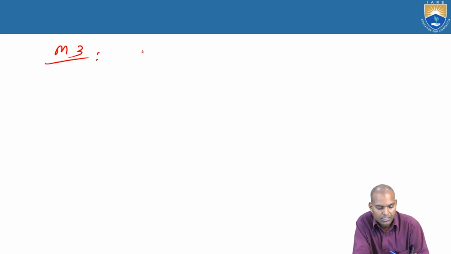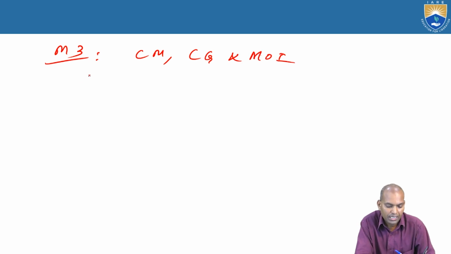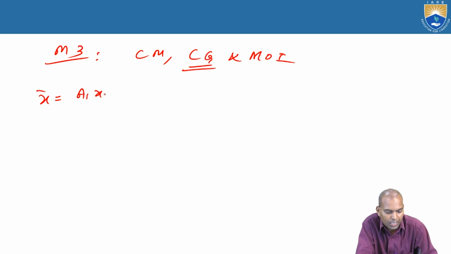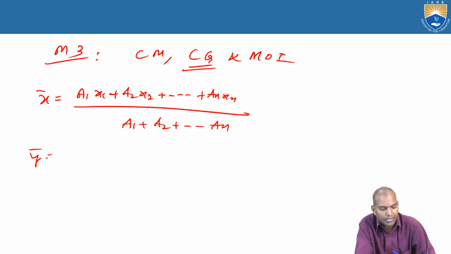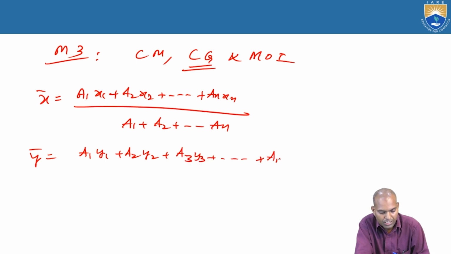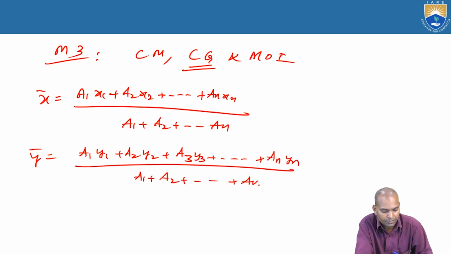What is module 3? Center of mass, center of gravity, and moment of inertia. The location of the center of gravity can be found by bar x equals a1 x1 plus a2 x2 plus and so on up to an xn, divided by a1 plus a2 plus a3 and so on up to an. And bar y equals a1 y1 plus a2 y2 plus a3 y3 and so on up to an yn, divided by a1 plus a2 plus a3 and so on up to an.